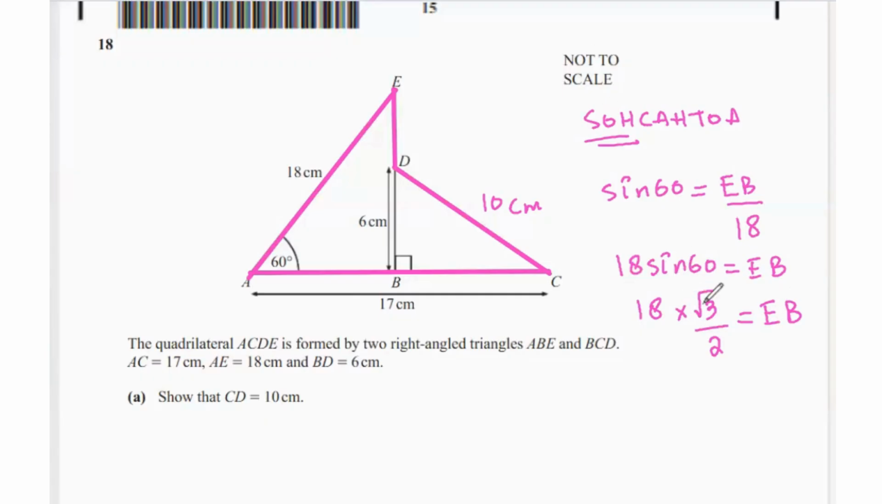So going back to the question, sine 60 was root 3 over 2. 18 divided by 2 is 9. So 9 root 3 is your EB.